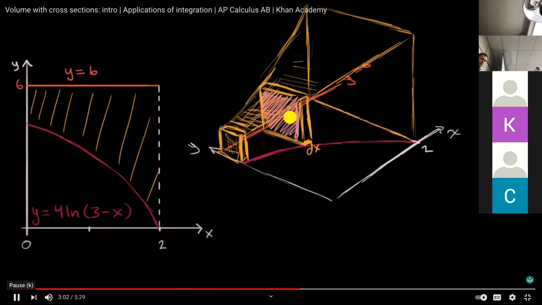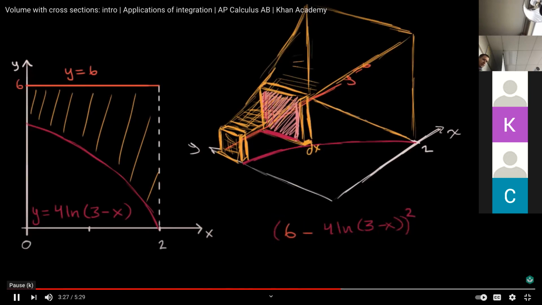Well, that area is going to be the base length squared. What's the base length? What's the difference between these two functions? It is going to be 6 minus, our bottom function is 4 times the natural log of 3 minus x. And so that would just give us that length. But if we square it, we get this entire area.